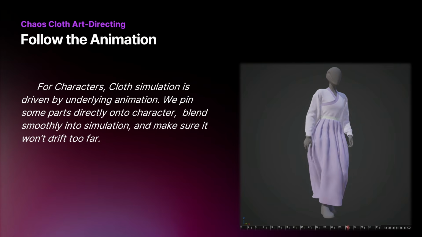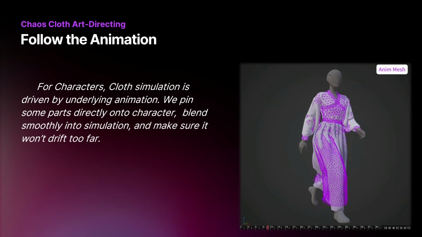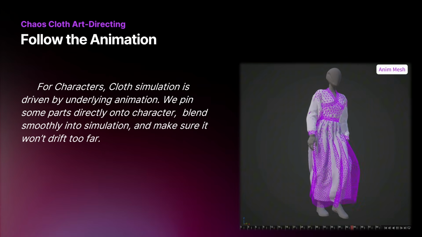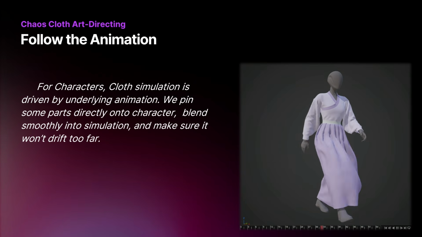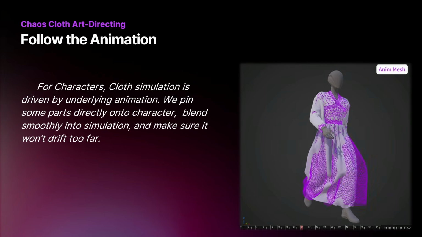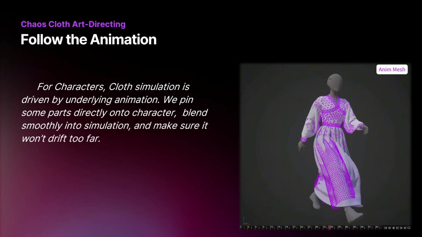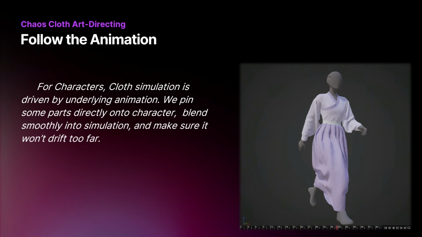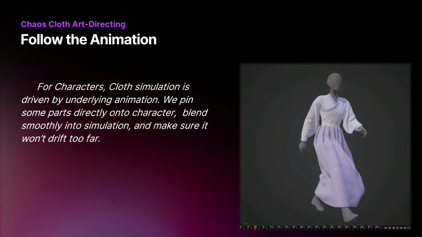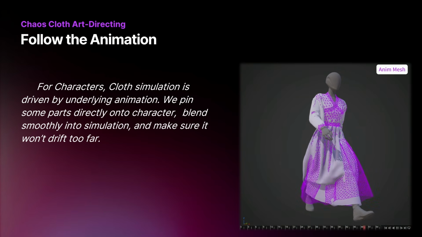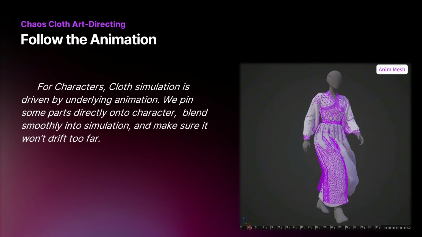After setting up different materials, another thing I want to talk about in terms of art directing is the animation following. For cloth simulation, especially when it's on characters, the dynamic behavior is driven by the underlying animation. We pin certain parts of the cloth directly onto the character, which, as I mentioned before, is the kinematic part. And then we blend smoothly into the simulation. And we have to make sure it won't drift too far.